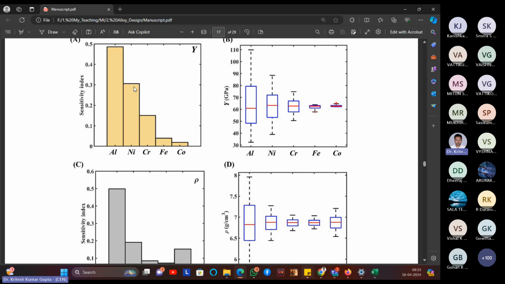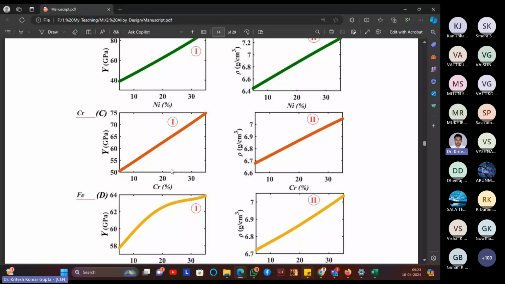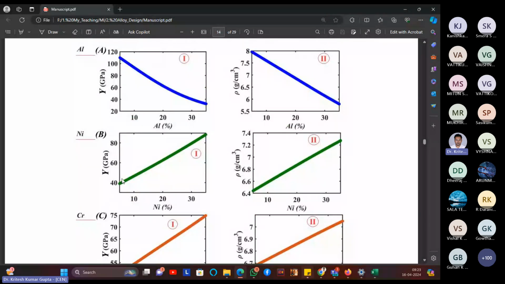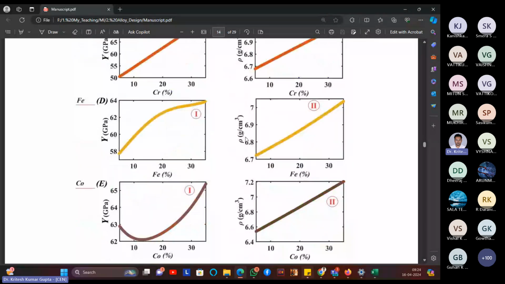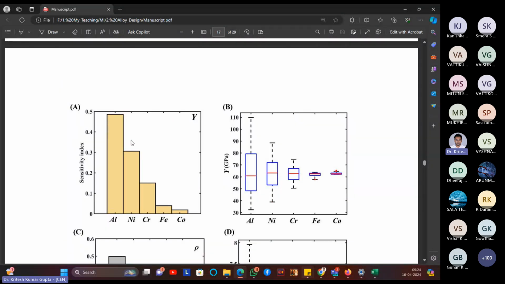Similarly, if nickel varies, there will be some variation. But the nature of that variation we don't know from here, meaning whether it is going to increase or decrease. That we have already established in the previous graphs: it is going to increase for nickel and decrease for aluminium. But from the looks of this plot, we cannot tell whether it is going to increase or decrease.